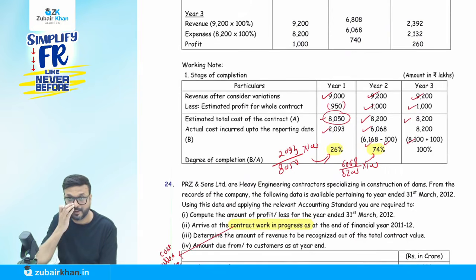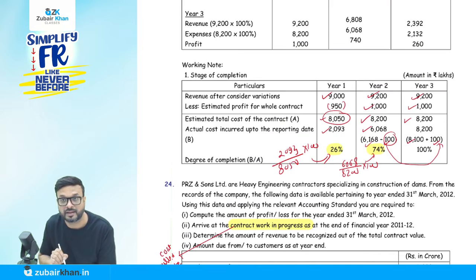8,100. Okay, but the cost that we have incurred in the previous year is 100. If we deduct it from here, it will add to the third year. So we'll add 100 here, because this is unused for the second year and will be used in the third year. That's why we add here the total cost. So how much work has been completed?